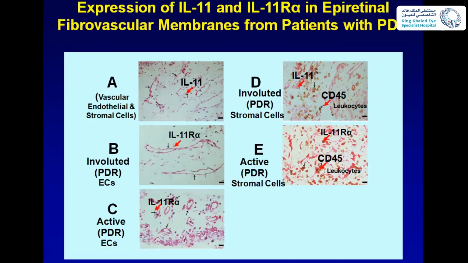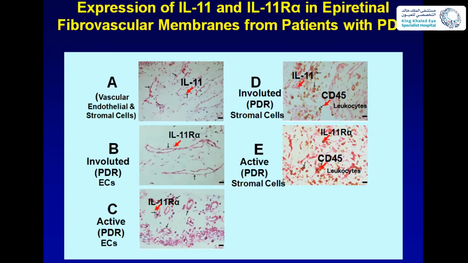In involuted PDR, there is very little receptor on the endothelial cell, but in active PDR you can see this receptor is huge. It means the expression level is increased, plastered on the endothelial cell. The receptor is more, which means the ligand will bind, more inflammatory cells will come, and the booster of the inflammation will increase.